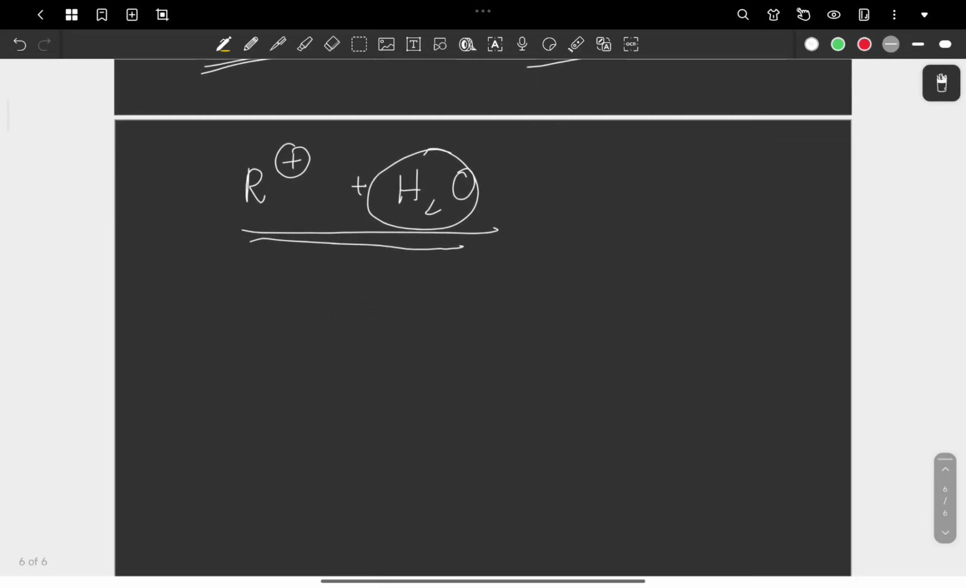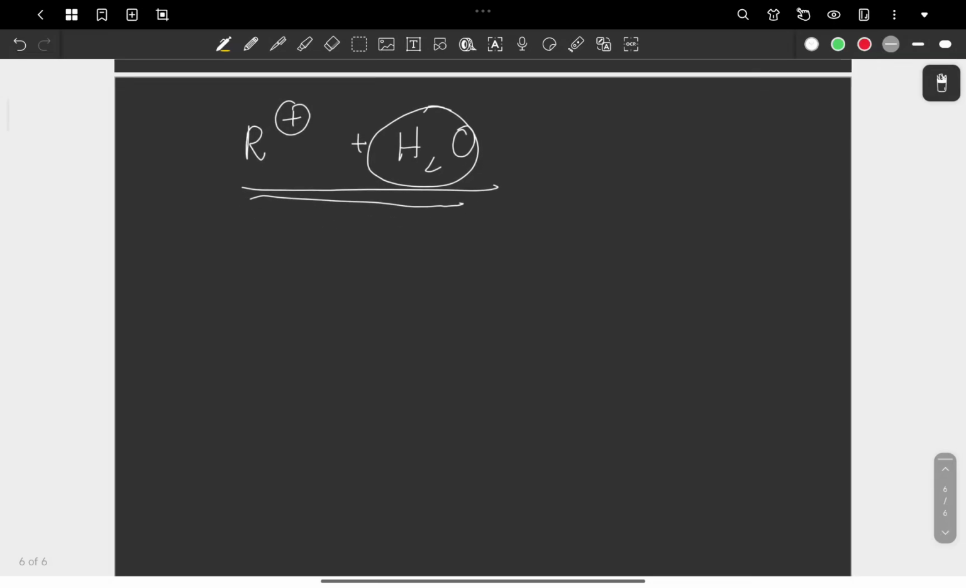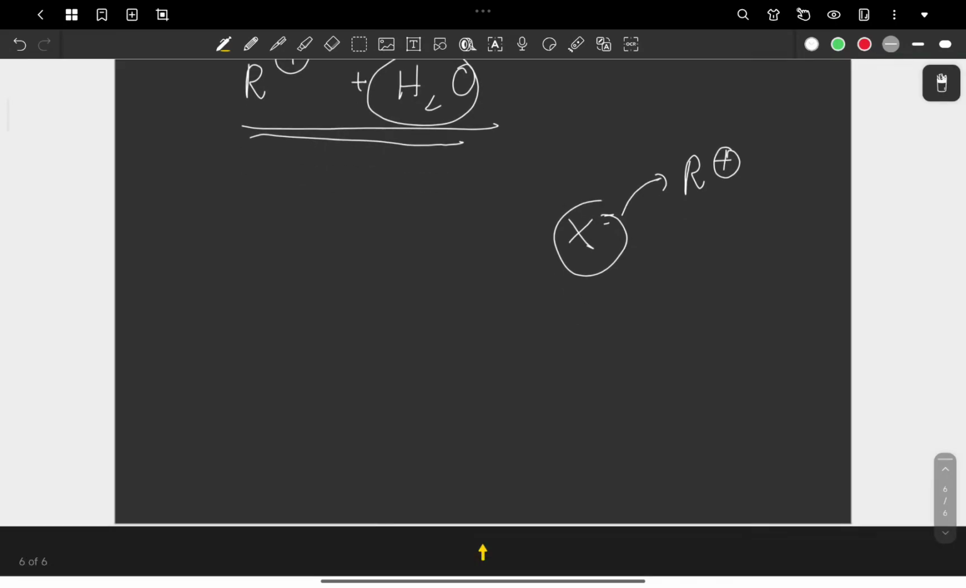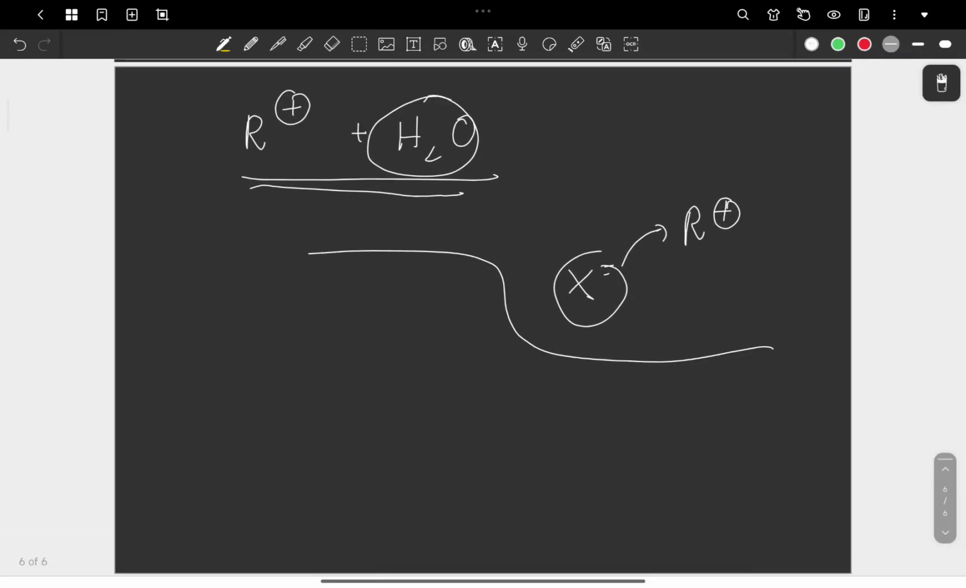So, enough about H2O. Let's talk about the alkyl group now. In an SN1 reaction, what happens is that this guy just leaves and another nucleophile comes. It comes here, forms a bond, and a new relationship forms. That is the SN1 thing.